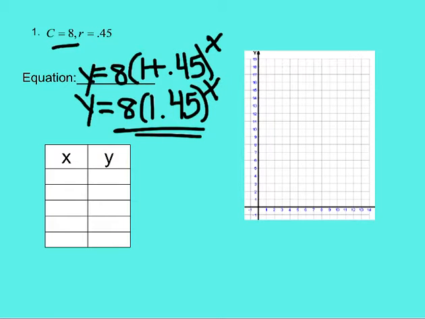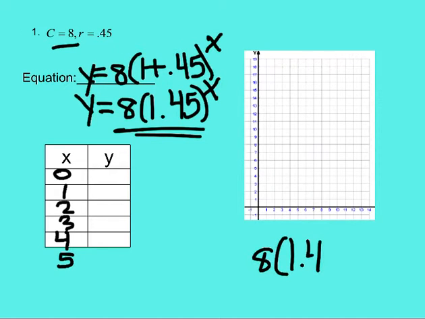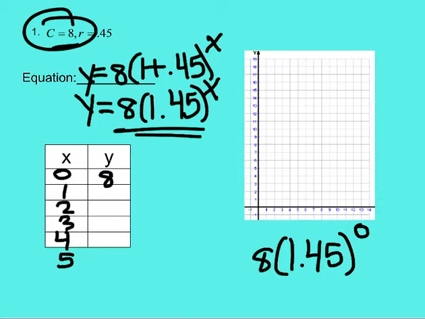So we're going to set it up the same as we did before. We had 0, 1, 2, 3, 4, and 5. So now we're going to plug each of those values into our x. So we're going to do 8 times 1.45 raised to the 0 power. Well, that's just going to be 8. So 8 is our c and 8 is our y-intercept. Good, we did that right.